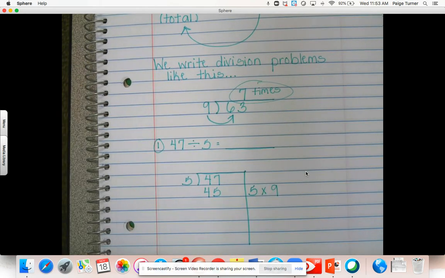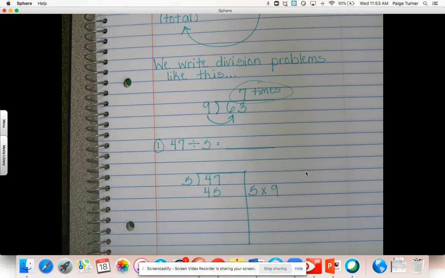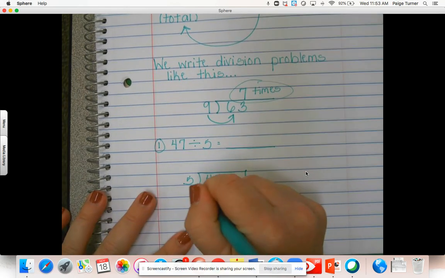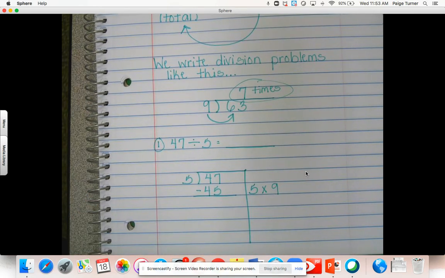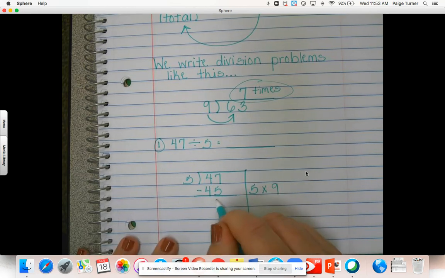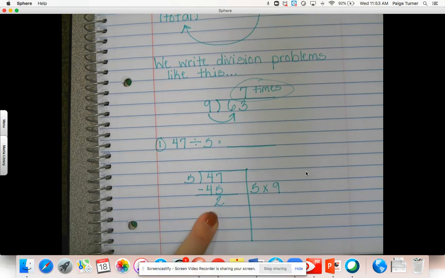Okay, and when you're dividing, you're taking your total and you're breaking it down into smaller groups. So we're going to subtract 47 minus 45 and see what we have left over. Well, what we have left over is 2 because 47 minus 45 is 2. Now I have 2 left over.